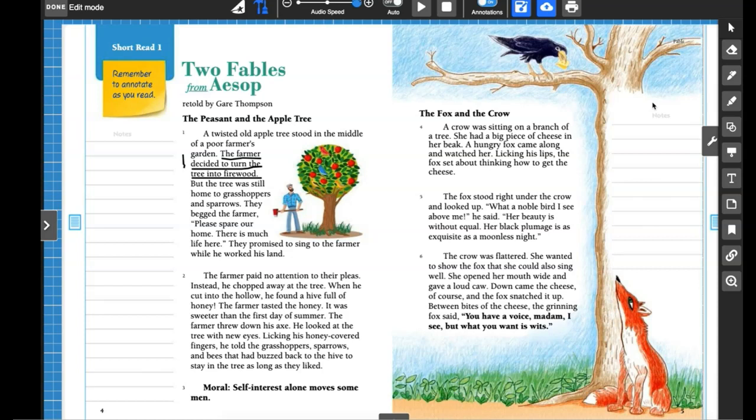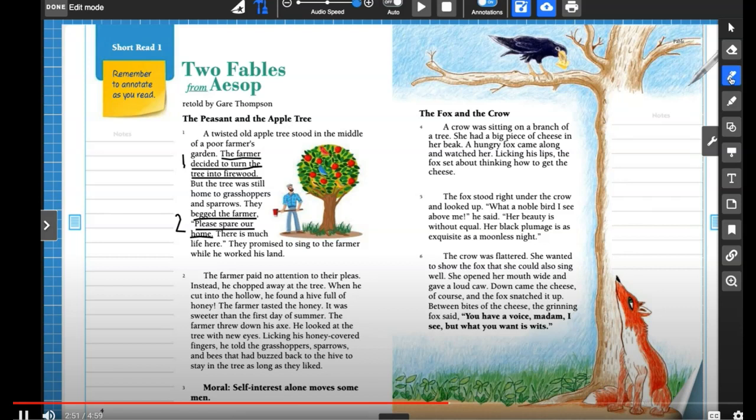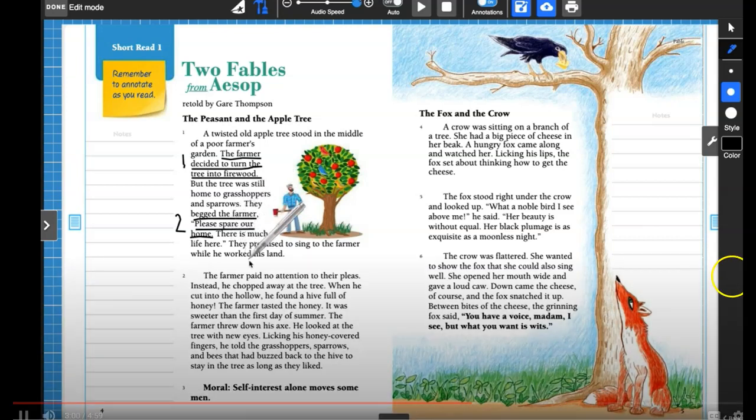All right. The second half of the paragraph describes animals living in the tree and what they say to the farmer. The key event or action told here is that the animals begged the farmer to please spare our home. They are pleading with him to spare their home. So that's a key event because it's going to affect what happens next. So I'm going to put a 2 next to this, as this is my second key event. All right, let's keep reading. To ask him to please spare their home, but we already got that, so I don't think we need to underline anything else here. This is some nice to know additional information.